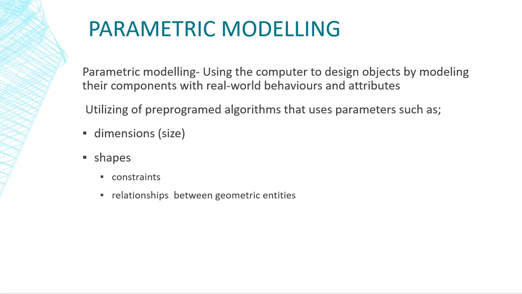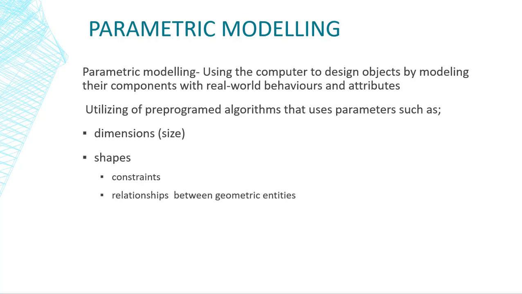In this video, I'm going to introduce you to parametric modeling with Fusion 360. First of all, what is parametric modeling? The commonly used definition is using the computer to design objects by modeling their components with real-world behaviors and attributes. What that basically means is you are explaining a model with its parameters. So parameters are basically the features of a model that can be explained with mathematical algorithms.